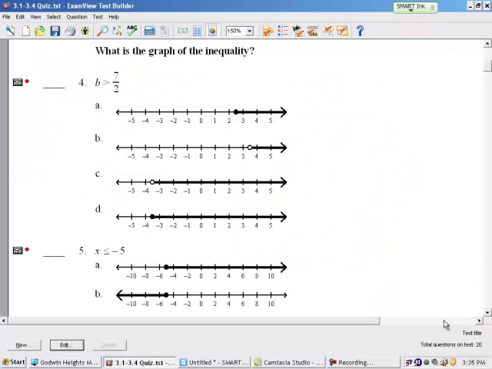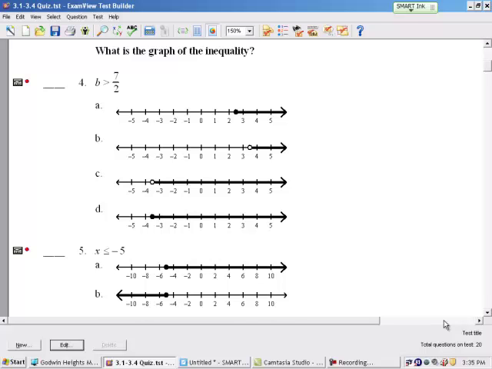Number 4, a quick talk about this one. x is greater than 7 over 2. 7 over 2 is 3.5, just so you're aware. And so it is choice B, first of all, because it's at 3.5. But then it is also to the right because the arrow points in that direction. And it's an open circle if you look at choice B. Open circle because it's not or equal to.